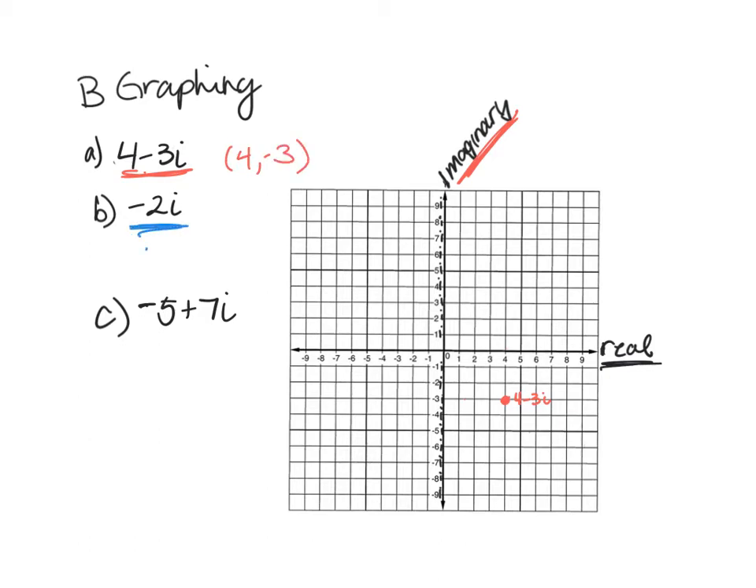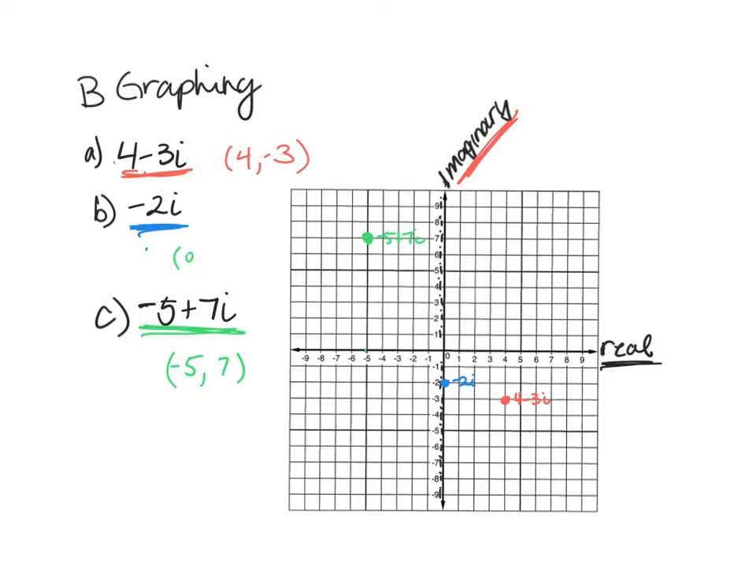And so if I have negative 2i, that means I'm not going over at all. I'm just going down to negative 2i on the y-axis, the imaginary axis. And then if I have negative 5 plus 7i, it's over negative 5 and up 7i. So negative 5 plus 7i is just like the point negative 5 comma 7.